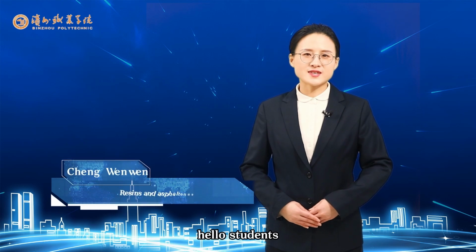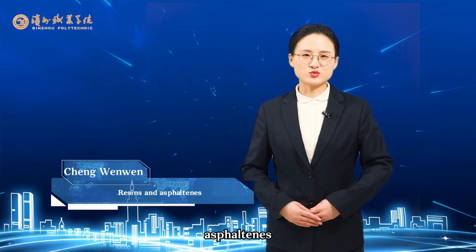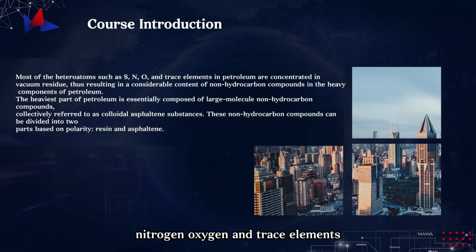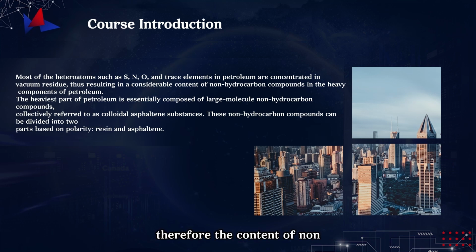Hello, students. Next, we will learn about the chemical composition of petroleum, resins, asphaltenes, and heteroatoms like sulfur, nitrogen, oxygen, and trace elements in petroleum. Most of these are concentrated in the vacuum residue. Therefore, the content of non-hydrocarbon compounds is quite considerable in the heavy fractions of petroleum.